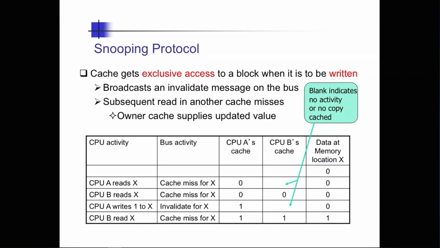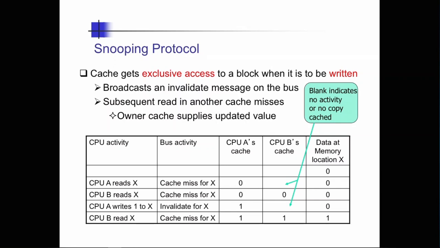Next, a subsequent read in another cache will miss. Because we have broadcasted an invalidate message, if another processor wants to read the same block, it will result in a cache miss. Earlier it was resulting in a cache hit, and it was the old value which was the problem. And the owner, meaning the processor that got exclusive access to the block, will supply the updated value to the memory as well as to other processors.